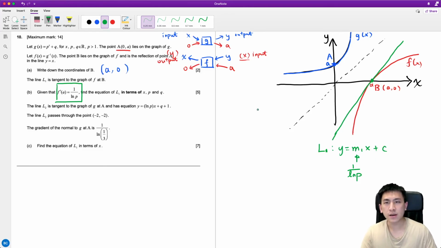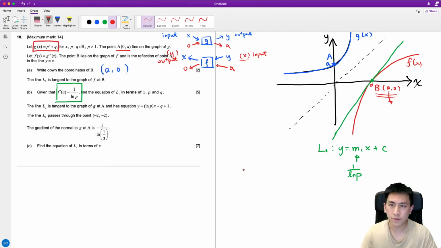Now, how do we find c? This is standard procedure: if you have the gradient of a line, you just need a point. We also know it goes through point B, so we can substitute the x value and the y value for B into the equation to find c. However, one very minor thing is that they ask you to give L1 in terms of x, p, and q, not in terms of A. That means we need to find a way to express A in terms of p and q. Very luckily, we already have that on here.